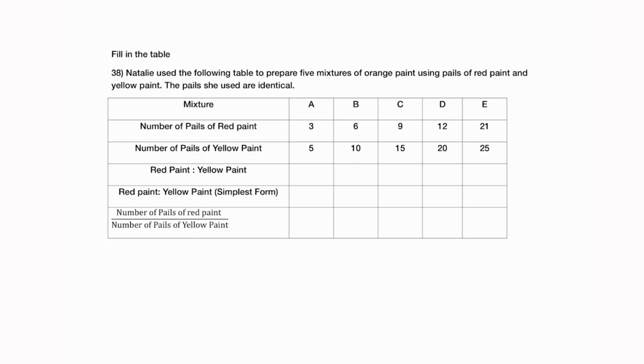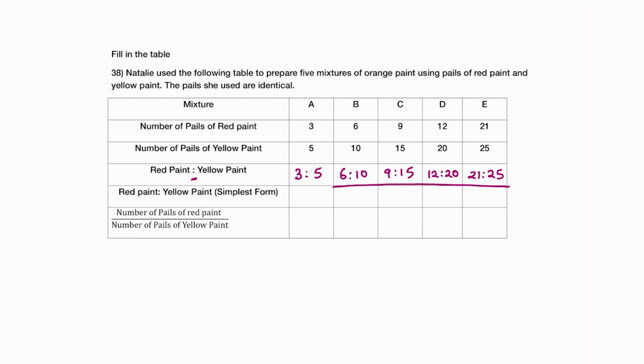Fill in the table. Natalie used the following table to prepare 5 mixtures of orange paint using pails of red paint and yellow paint. The pails she used are identical. So she's using 2 paints, red and yellow, to make orange. In case of A, red is 3, yellow is 5. They're asking us red as to yellow, so we just write it here. That's 3 as to 5. Red comes first. So 6 as to 10, 9 as to 15, 12 as to 20, 21 as to 25.